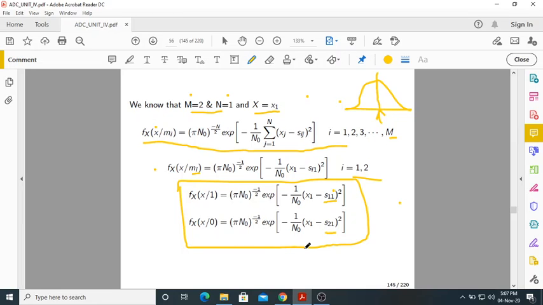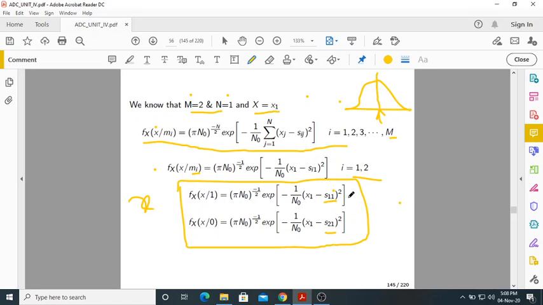Okay, I explained all these things already. I told you the vector x has n number of elements: x1, x2, and so on up to xn. We have found out the mean and variance of each and every element. I told you there itself, the variance is the same for all the elements, that is N0 by 2. But the mean is different for different elements. What is the mean of each and every element? Sij.